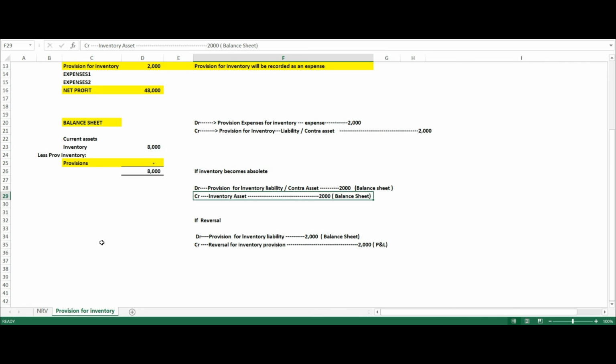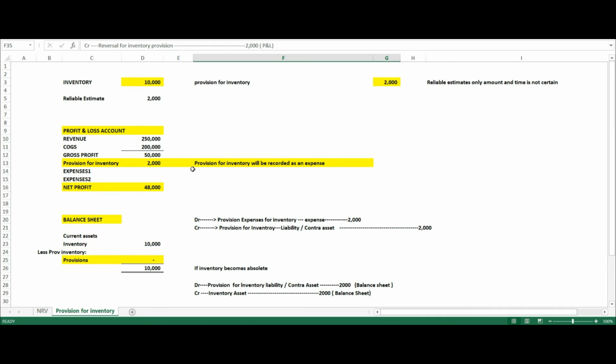Okay. Now what if there is a reversal of that? What if this doesn't happen and you have to reverse it? Then you will just debit the provision for liability. In this case it will become 0. The inventory will become 10,000 again, and you will record the reversal of inventory provision in the same place where you recorded the expenses. Here you will record it as positive, as other income at that time, in the income. So this will become 2,000. There will be a reversal of that.